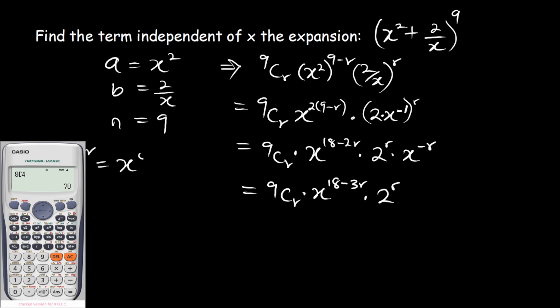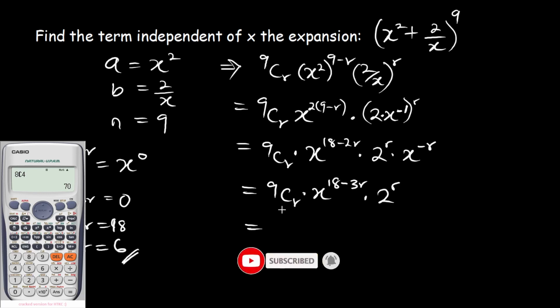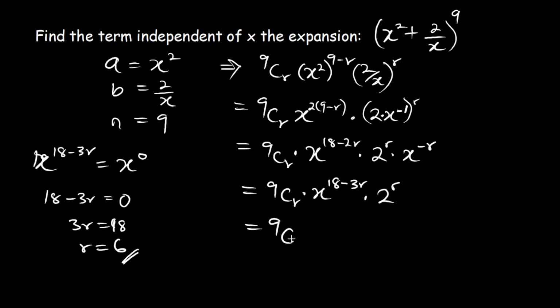So the constant term is when x raised to the power of 18 minus 3r is equal to x raised to the power of 0. So we equate 18 minus 3r equals 0. We have that 3r equals 18, sorry. r is now equal to 6. So we are going to plug in the value of r in this term to have 9 combination 6 times x raised to the power of 18 minus 3 times 6 times 2 raised to the power of 6.